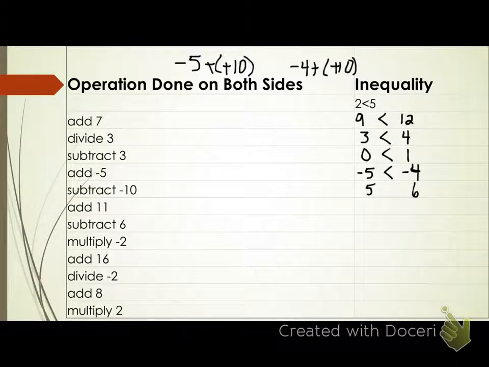And what is my inequality symbol? It's the same. Everyone's still with me? I'll slow down. Okay, for the next one, add 11. What's 5 plus 11? 16. 6 plus 11? 17. What's my inequality symbol? It's the same. Everyone's still with me?